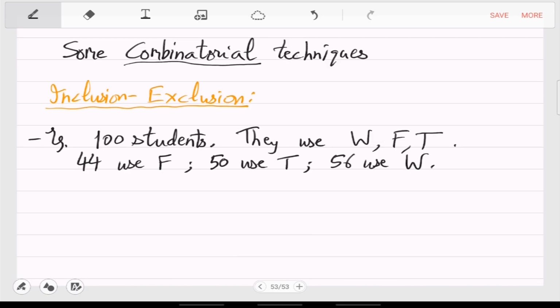Now, of course, if you add this up, it is more than 100, right? So it means what? It means that there is an overlap, right? So just this much of information is not at all enough, because you don't know how many are using all these sites, how many are using none, how many are using two, even in two, which two, right? So that information is what the principle of inclusion exclusion deals with. So it basically deals with set intersections.